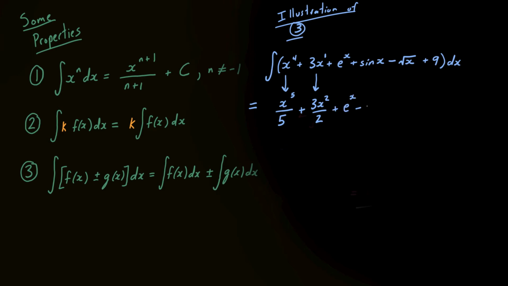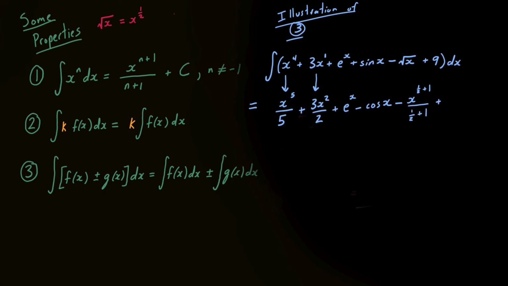E to the x, of course, yields e to the x. Sine yields a negative cosine. Oh, we encounter a wild square root, but well, it's not so wild. The trick is to rewrite roots as powers and apply the power rule. And finally, last piece, the integral of 9.